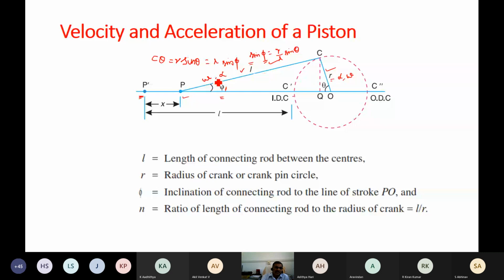But if you take the connecting rod, this is PC, so we take omega PC and alpha PC. As far as the crank is concerned, you straight away take alpha and omega. For the displacement of the piston, you can take x, velocity v, and acceleration a. You can take xp, vp, ap.